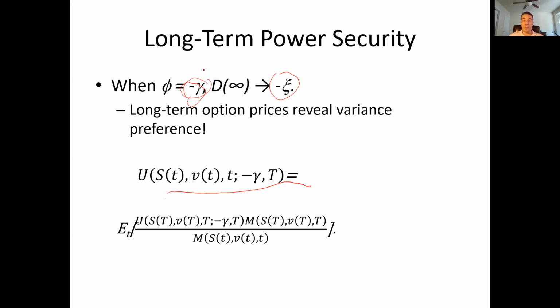So I do have to know gamma, which is effectively the equity premium, but if I know the equity premium, then I can recover the variance premium by looking at the price of a very, very long security that pays off the correct power of the stock price.